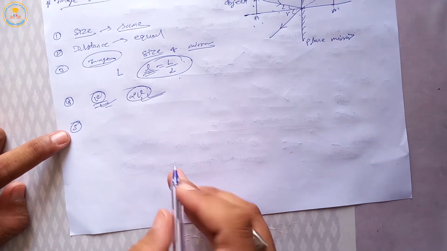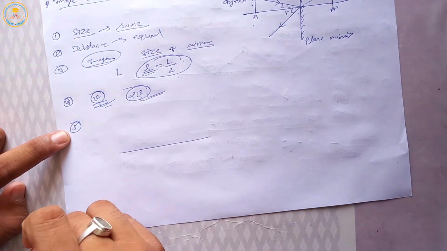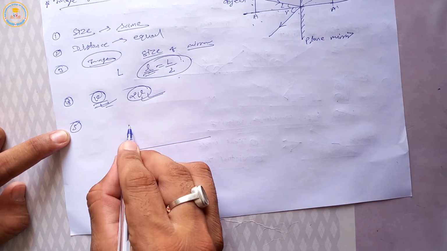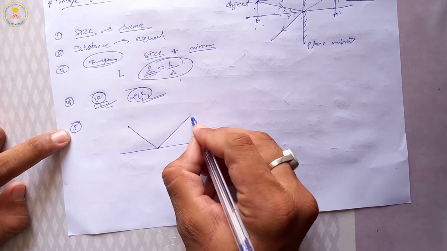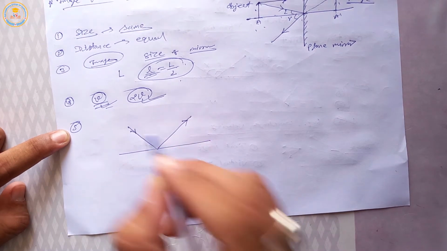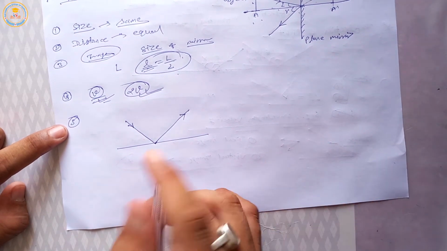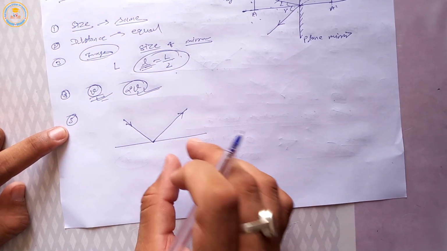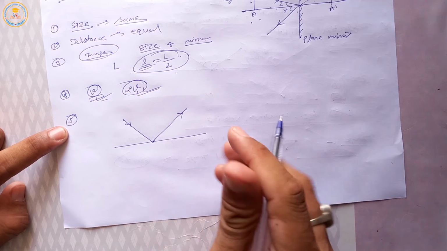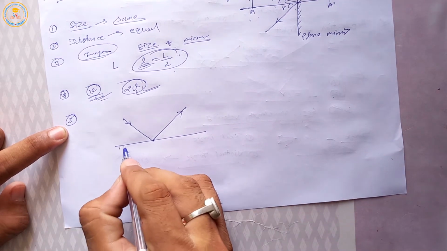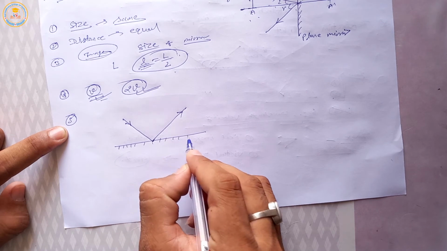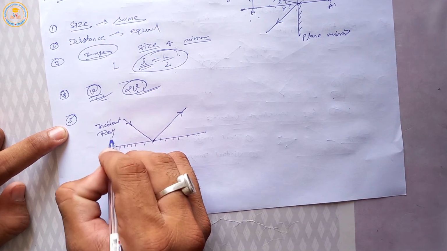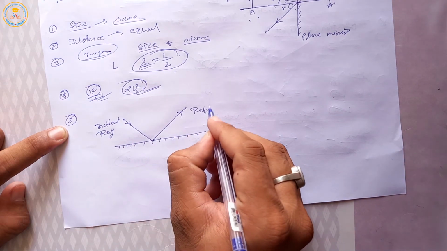Suppose that this is a plane mirror. Okay, and for any incident ray, suppose this is an incident ray and this is the reflected ray. This is reflected, this is incident. Then if we rotate the plane mirror with theta angle, this is the plane mirror, this is the incident ray, and this is the reflected ray.